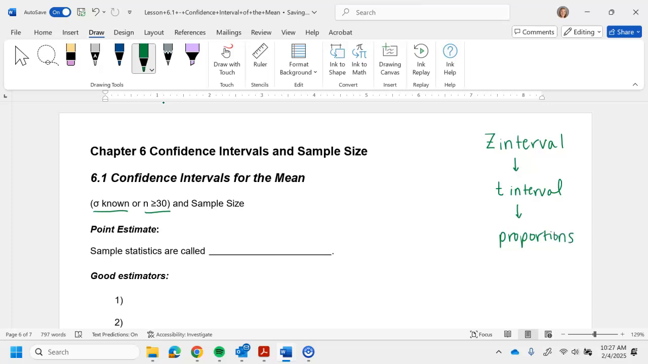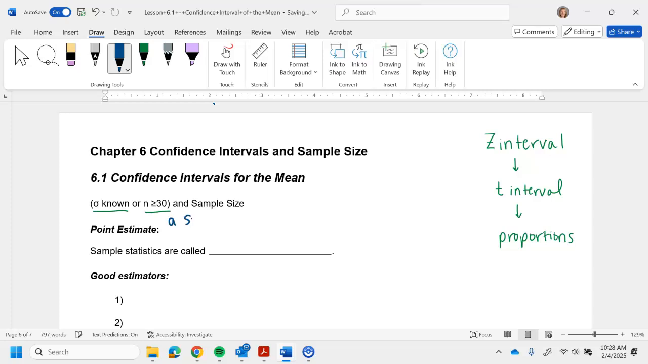So we're going to get into what confidence intervals are, how to find them, do a lot of that heavy lifting in this first section. And you'll see a lot of commonalities from what we do in here to what we do in future sections. So we're going to be talking about a point estimate in this section.